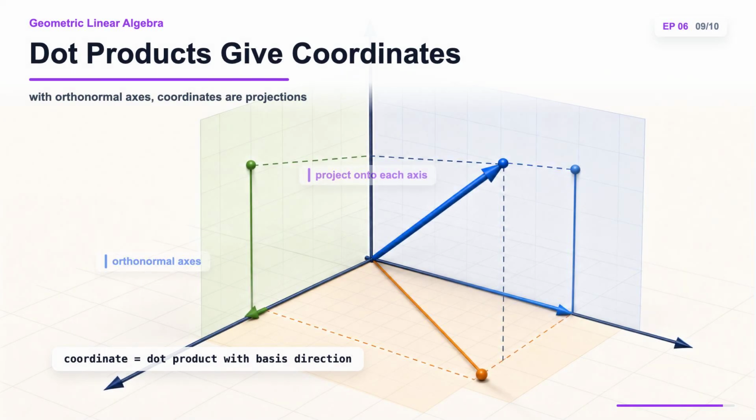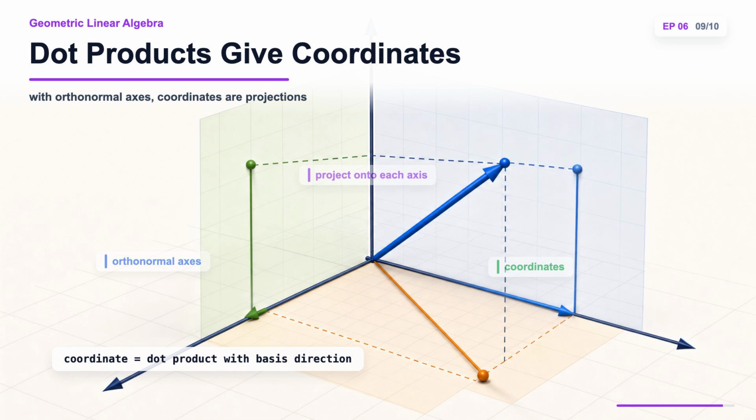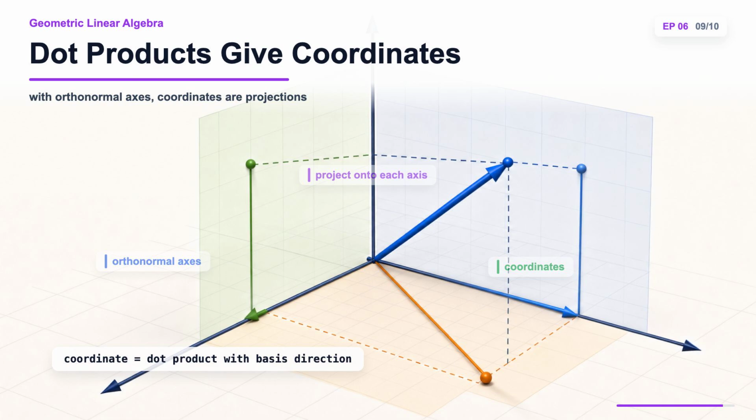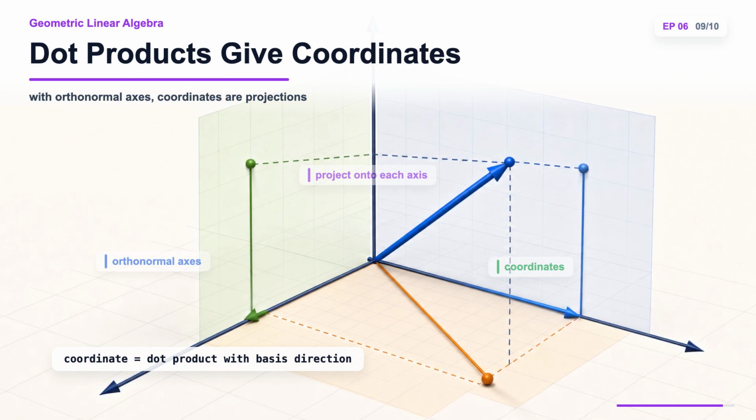Dot products also explain why perpendicular unit axes make coordinates so simple. If the basis directions are unit length and mutually orthogonal, each coordinate is just a projection. To find how much of a vector points along the first axis, take a dot product with that axis. Do the same for the second axis, and then the third. The geometry of coordinates becomes a collection of shadows. This is the idea behind orthonormal bases.